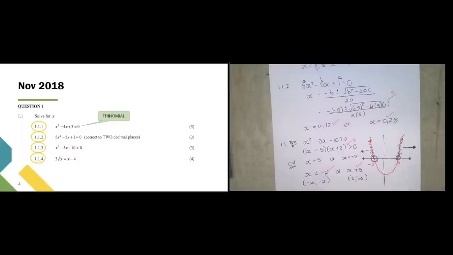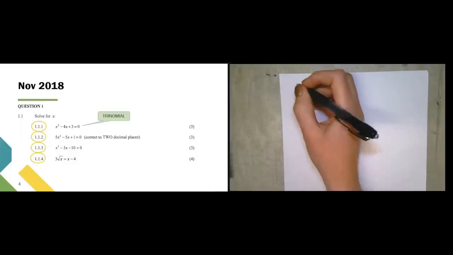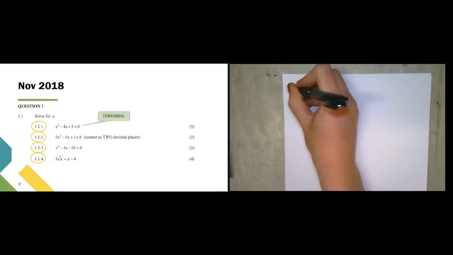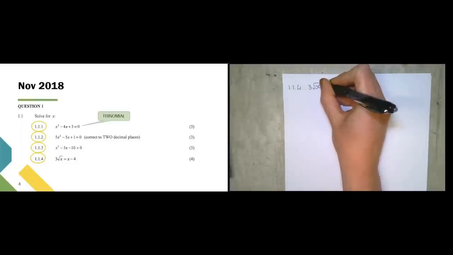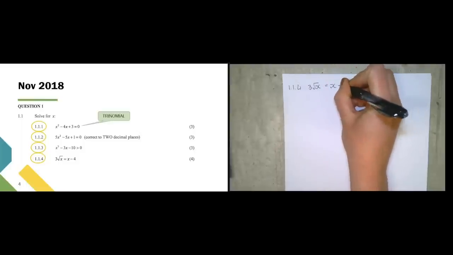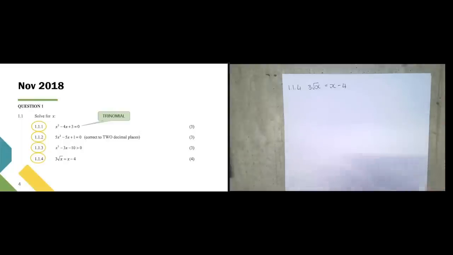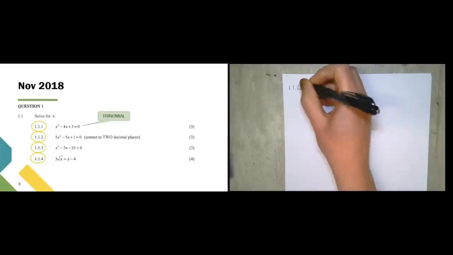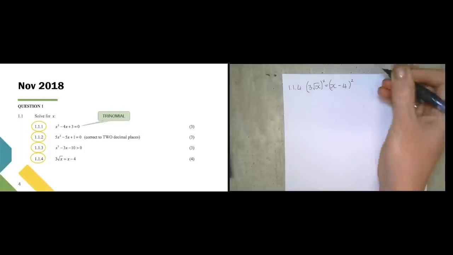Question 1.1.4. They've given us 3 square root x equals x minus 4. So this is an equation with a square root in it. The way we deal with this is we square both sides. So you have to square both sides of the equation. You have to square the left and you have to square the right.